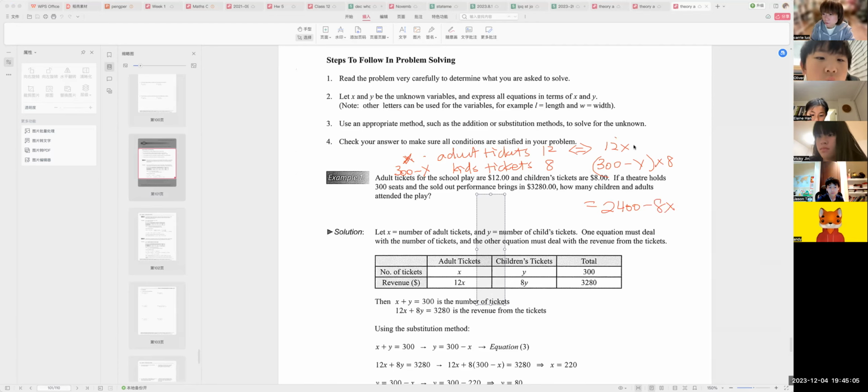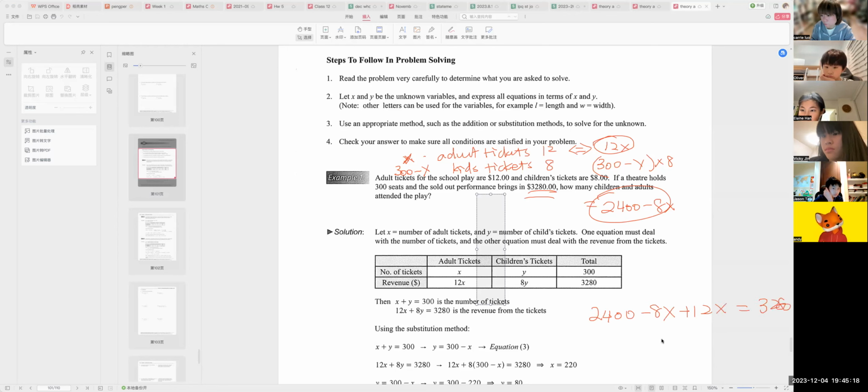So this is adults, this is kids, and added together they equal 3,280. So 2,400 minus 8x plus 12x equals 3,280. So 4x equals 880. So x equals 220. That means there are 220 adult tickets and 80 kids' tickets. Get it, everybody? Of course, we can also name two variables.